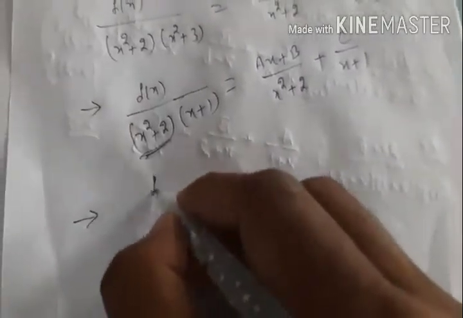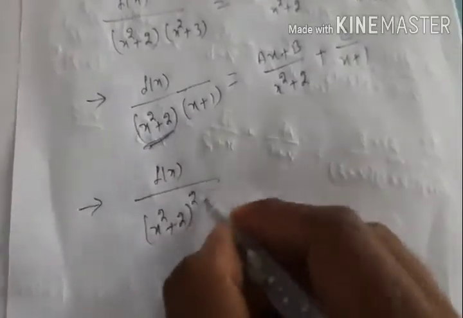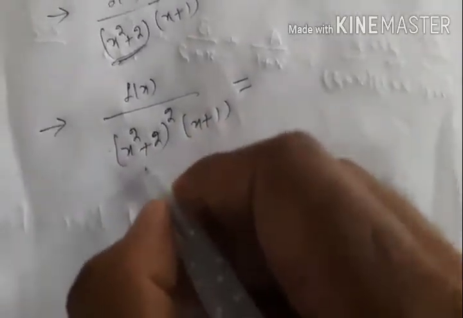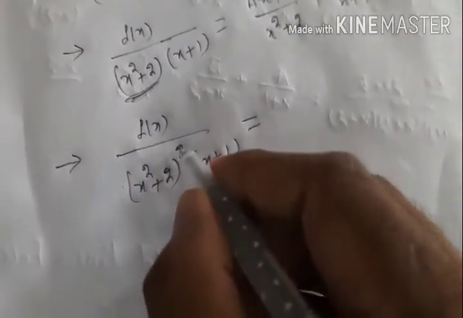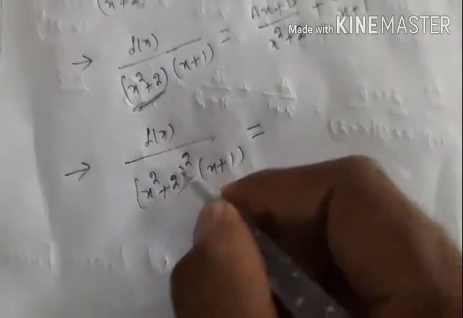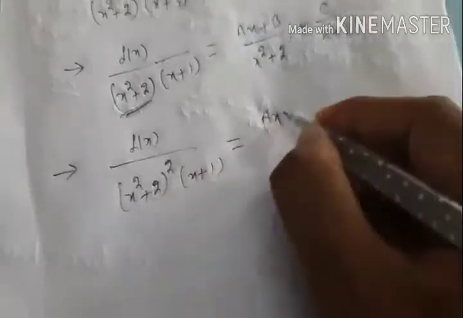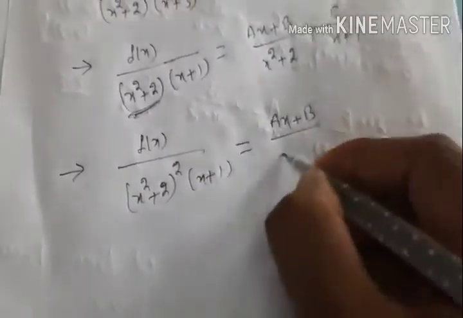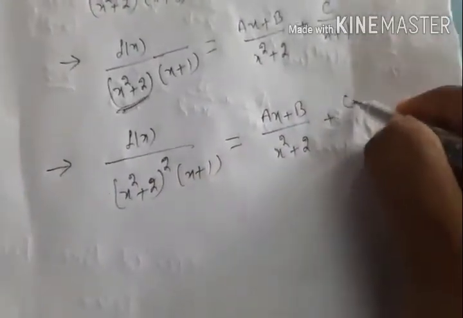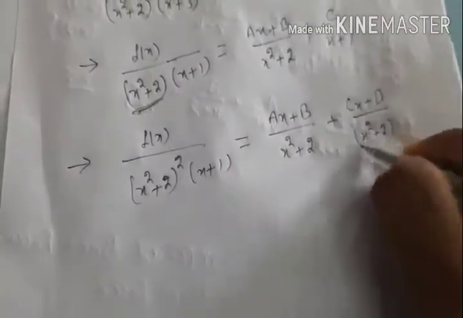In the next case, f of x is x square plus 2 whole square into x plus 1. In this example problem, x square plus 2 is a quadratic factor, but whole square, it is 2 times repeated. It is called a quadratic repeated factor. You take the same, as it is a quadratic polynomial. You take the constant in linear ax plus b format by x square plus 2. It is a whole square also there. That's why you take another constant, cx plus d by x square plus 2 whole square.